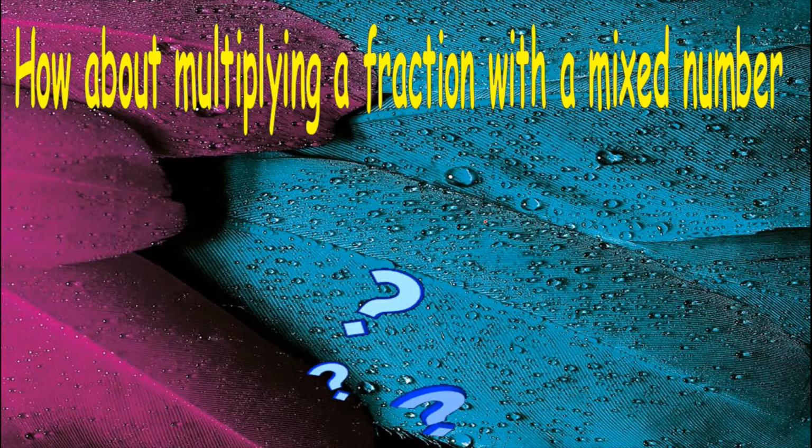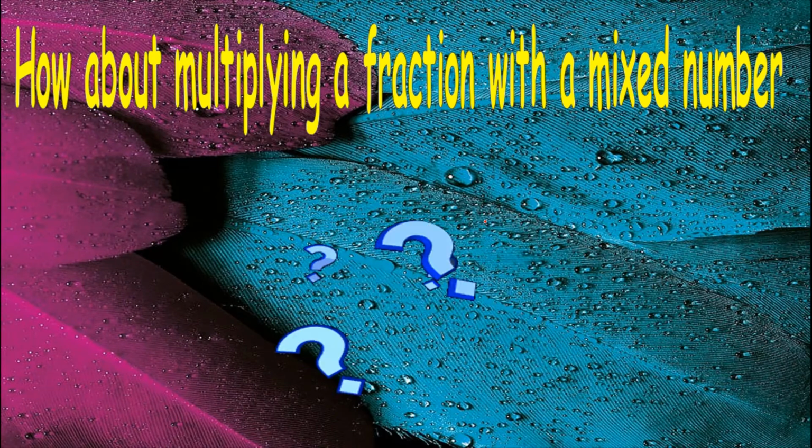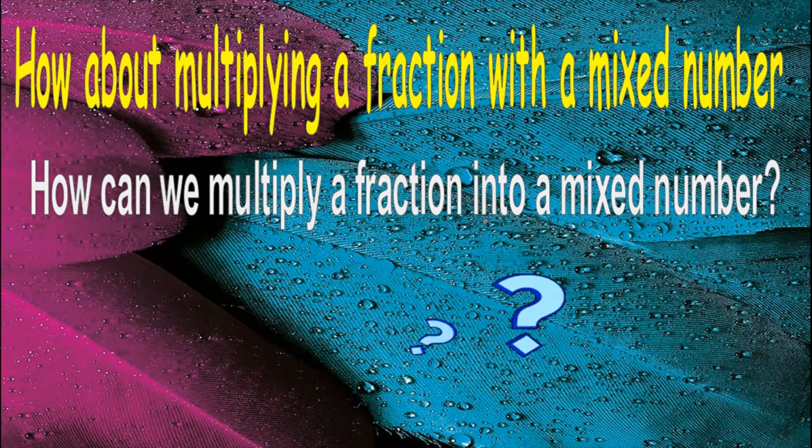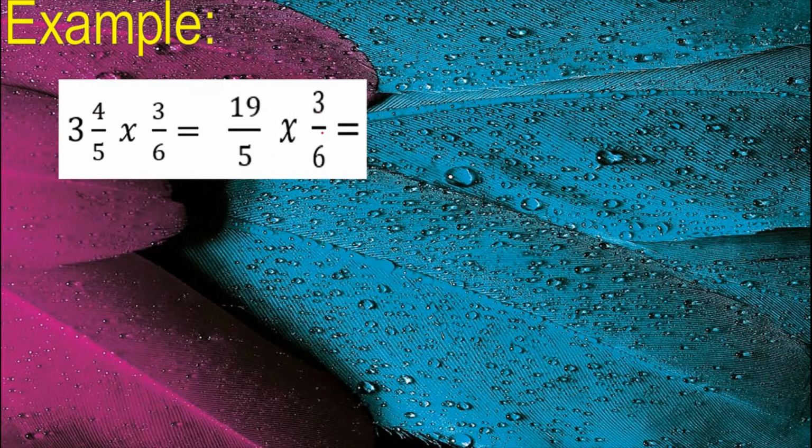So how about multiplying a fraction with a mixed number? How can we multiply a fraction by a mixed number? Let's try an example. Actually, they are just the same. I'll just change this mixed number into an improper fraction and multiply it to my fraction. So for this one, let's change 5 times 3, 15. 15 plus 4, that is 19. 19 over 5, multiplied by 3 over 6.